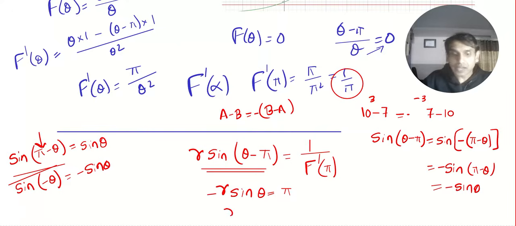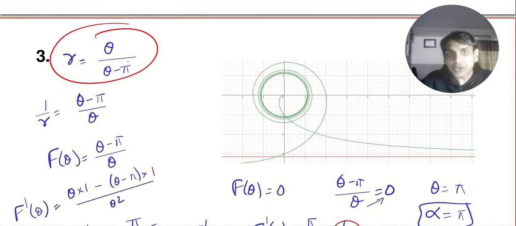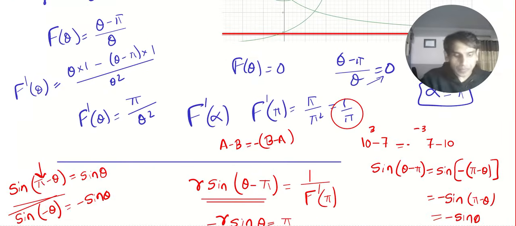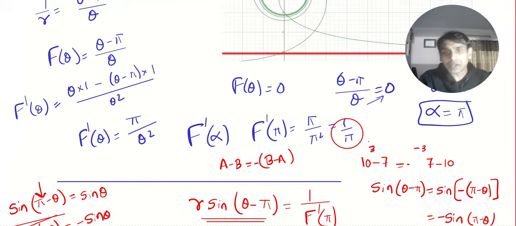So we get r is equal to minus pi cosec theta. Anyway, I have kept the graph over here. So this is the curve, r is equal to theta divided by theta minus pi. Can you see? It's kind of like a spiral. It goes so weird. And this is our answer. This is exactly what we found just now: r sine theta is equal to minus pi, or r equal to minus pi cosec theta. Okay, now let's go for the next question.